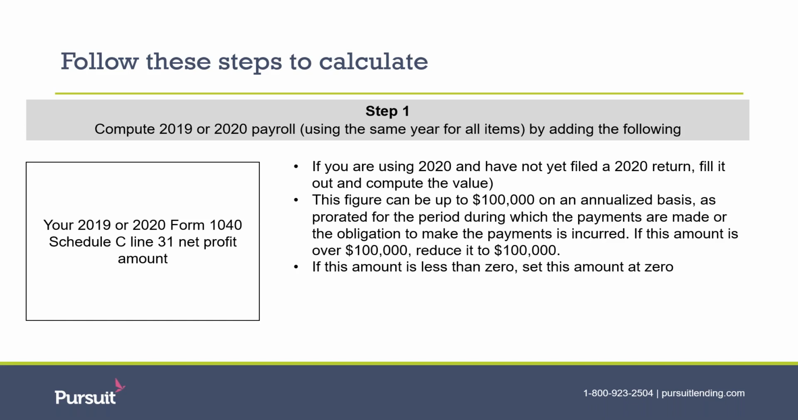We're going to utilize the Schedule C net profit number from line 31. The maximum allowable figure for this line is $100,000, so if that net profit number is above $100,000, reduce it to $100,000 for this calculation. If the amount is zero or less than zero and is a negative number indicating a net loss, that net profit number will not be utilized for the calculation. We will only utilize employee salaries.